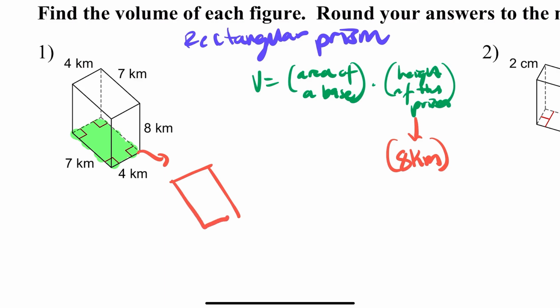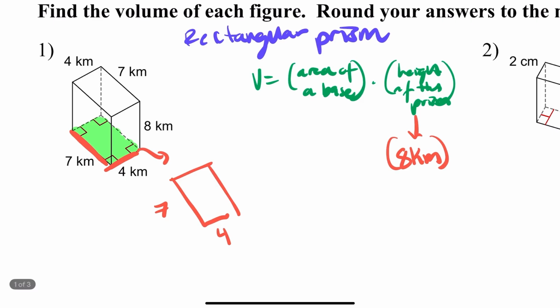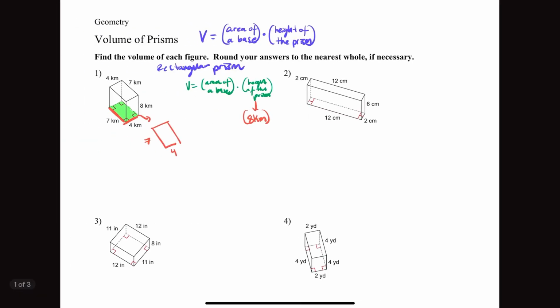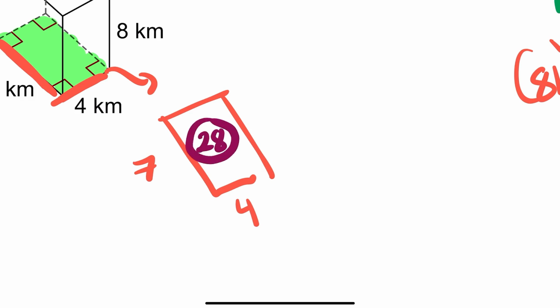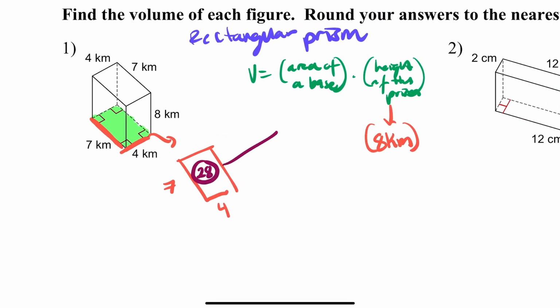So I just drew out that bottom, and it looks like I need to pay attention to the length and the width here. So that's 7, and this is 4. Remember that you need area. Area just requires you to do length times width when it's a rectangle or a square, specifically those shapes. Okay, so let's go ahead and multiply these two. That is 28. So the area of this base is 28. I can put that in right over here.